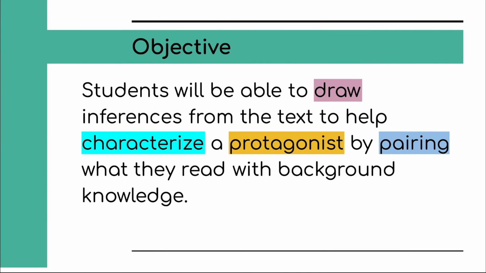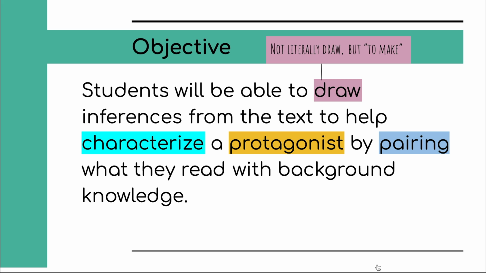Thus, our objective for today reads, students will be able to draw inferences from the text to help characterize a protagonist by pairing what they read with background knowledge. Let's take a second to deconstruct this objective. The first word that is highlighted is draw. We know that draw does not literally mean draw a picture, but to make.